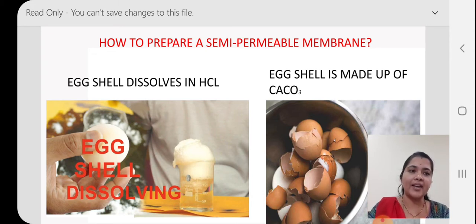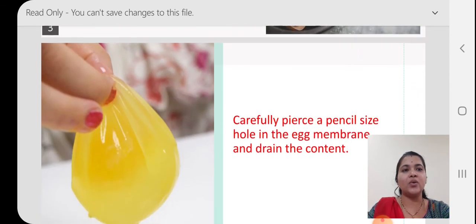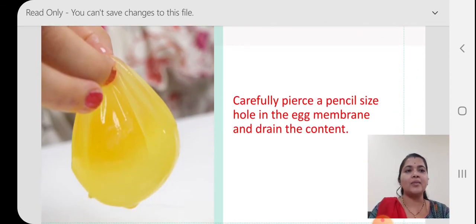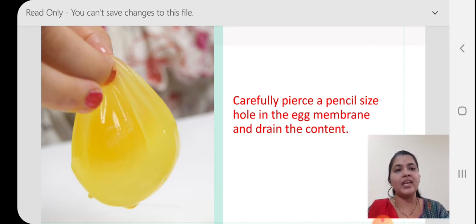Now wash the naked egg under tap water. Carefully pierce a pencil-size hole into the egg membrane and drain all the contents from that naked egg. In this way you have to pierce a pencil-size hole in the egg membrane and drain the content. Then wash the membrane with fresh water. Now your semi-permeable membrane is ready.